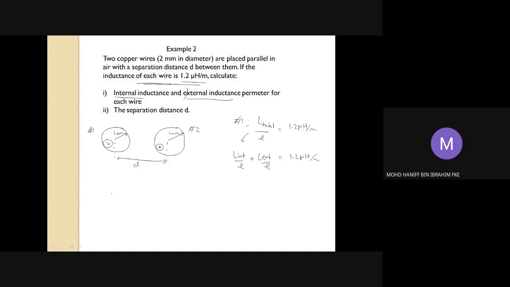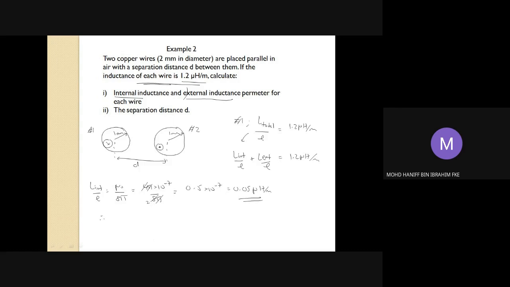Previously, from the previous example, we calculated that L internal per unit length is mu naught over 8 pi. Based on mu naught, which is 4 pi times 10 to the power of negative 7, divided by 8 pi, the pi and pi cancel out, and 4 over 8 gives 0.5. So we have 0.5 times 10 to the power of negative 7, which gives us 0.05 microhenry per meter. That should be our internal inductance per unit length.